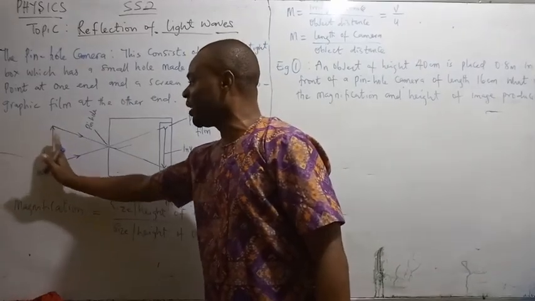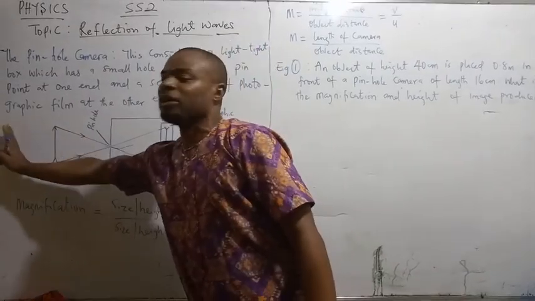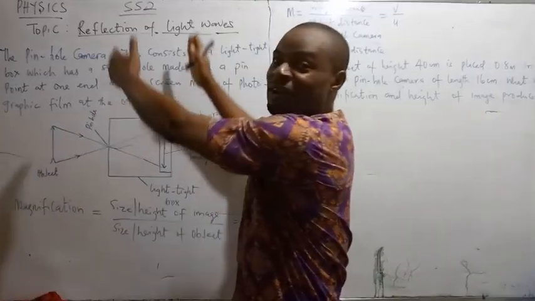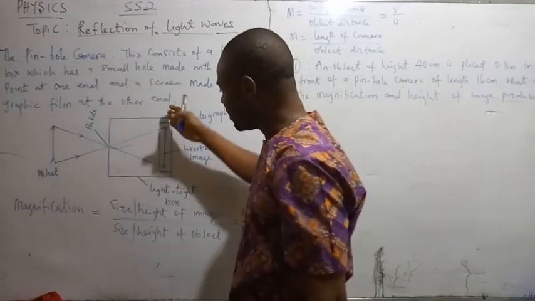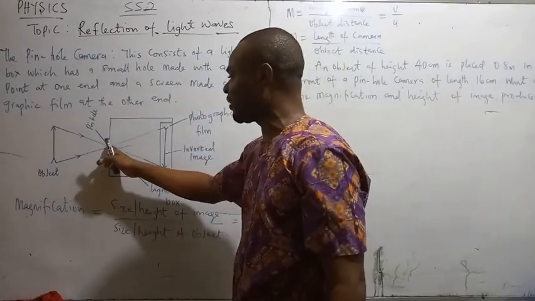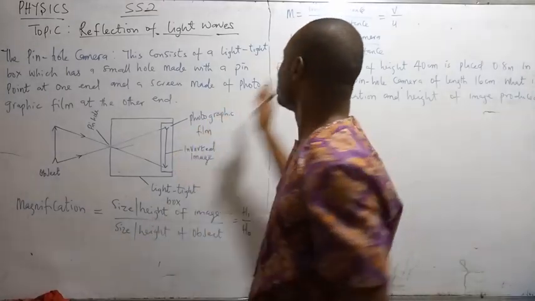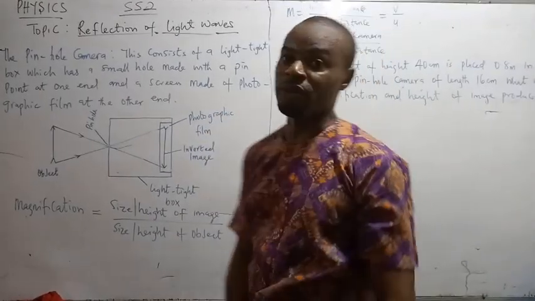From the diagram we have on the board, you can see I can vary the object distance. I can move this object close to the pinhole. I can move it to the other end, but the image distance remains the same because the image must be formed on the screen, and the distance from here to there is the length of the camera. So this length of the camera is also equal to V.